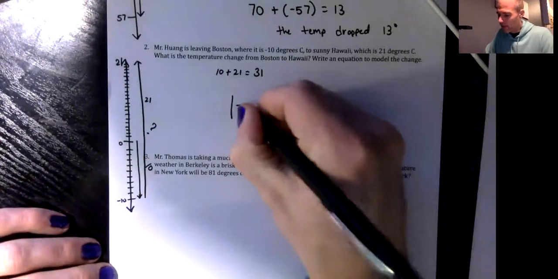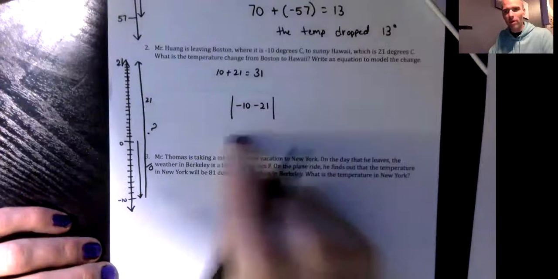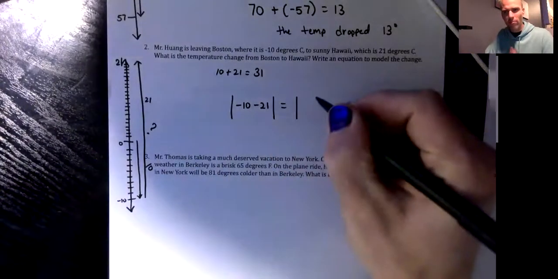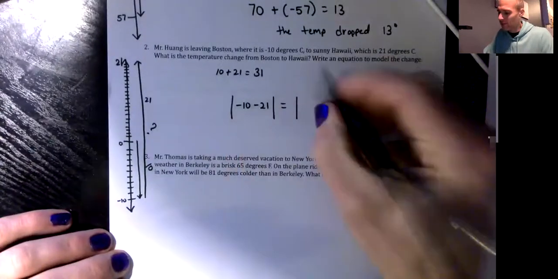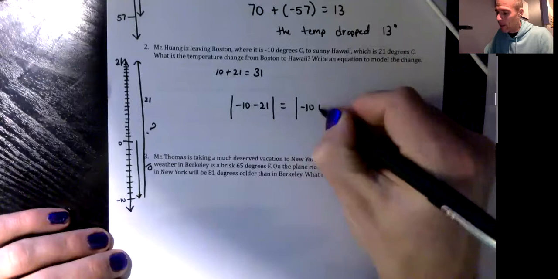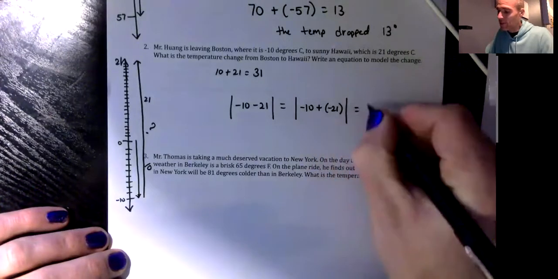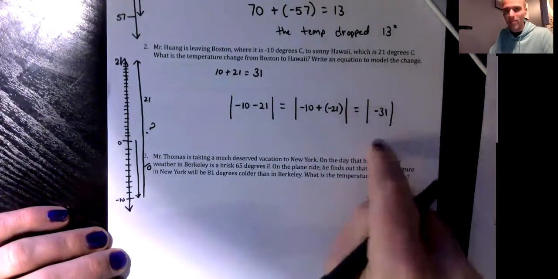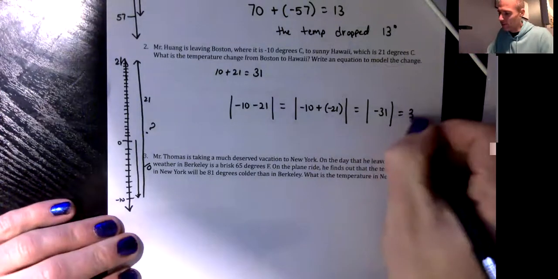So I'll do -10 minus 21 in my absolute value bars. And how I do that is I do the math in the bars without messing with the bars first. -10 minus 21, that's the same as -10 plus -21, which is the same as -31, right? I just added those up, but I still got my absolute value bars. My absolute value bars are the last thing I do. It means the answer is 31.